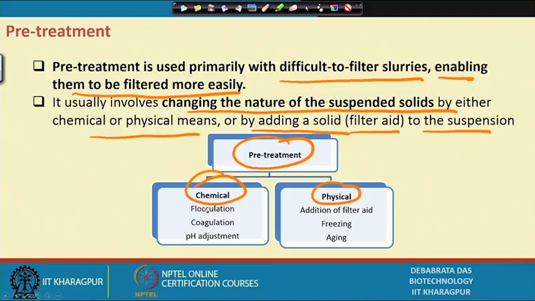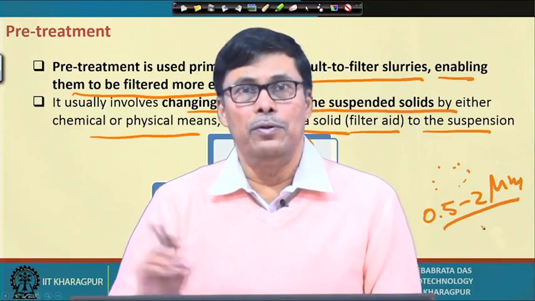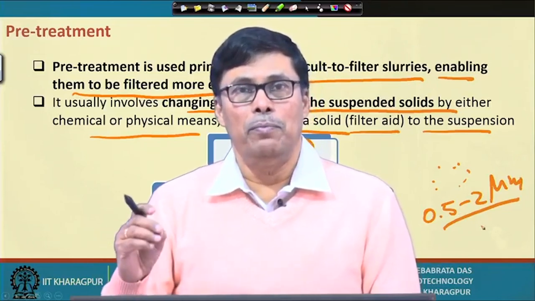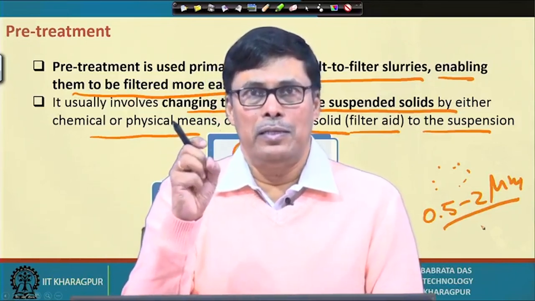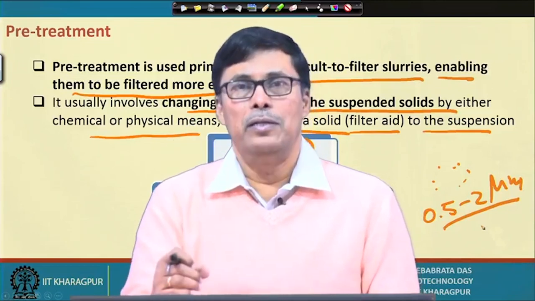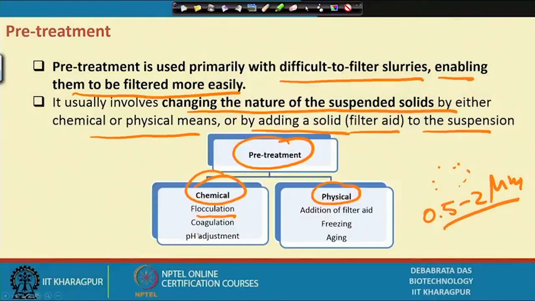Chemical, I want to tell you, suppose the bacterial cells are very small in size, 0.5 to 2 microns. Due to the small size, it is very difficult to separate them. So sometimes we require some kind of filter aid, so that accumulation of the cells takes place and the particle size increases, then these can easily settle down. This is a kind of flocculation. Then coagulation, we know we use alum in the water treatment process to separate the colloidal matter present in the water. pH adjustment is another technique that we have.